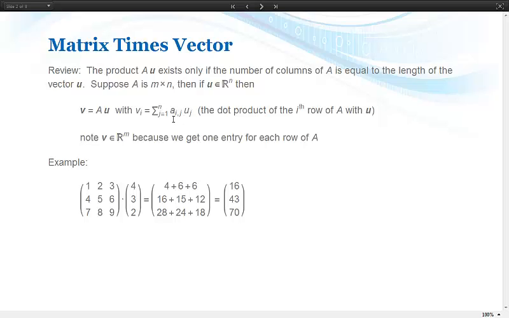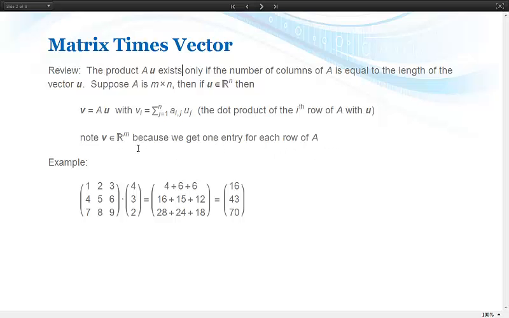That's why the number of columns has to be the same as the length of the vector, because each row contains n entries. And also notice that since we get one entry in the answer, one coordinate in the answer, for each dot product that we form, that's for each row of A, the size of the result is in Rm, because we have m rows.